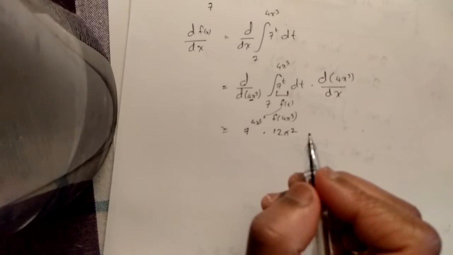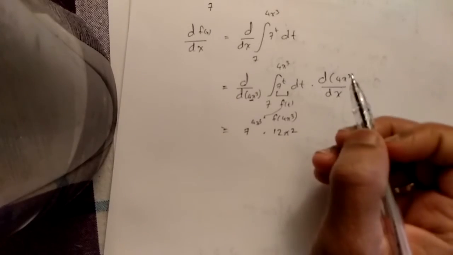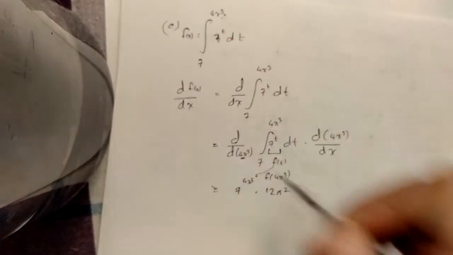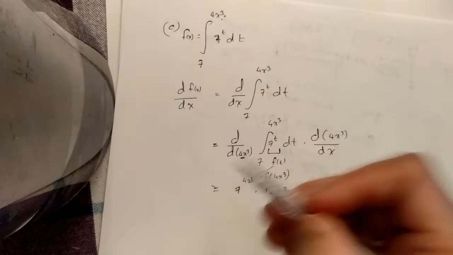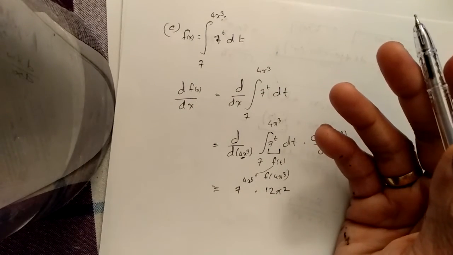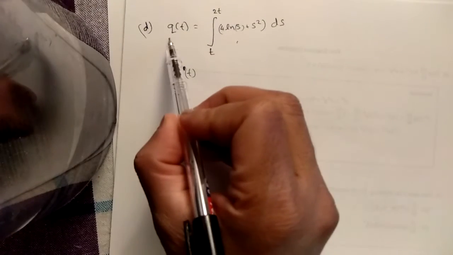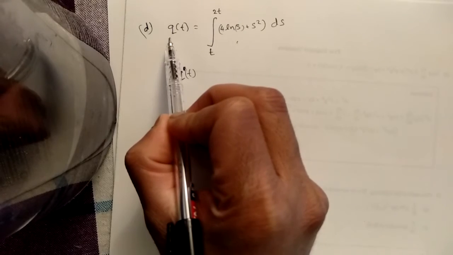right. Well, I think in the worksheet they have this one as 4x squared, but I did the problem for 4x cube, so you can do the 4x squared part in the same way. Right, now let's go to the next question. Here we have to find the derivative of this function given like this.